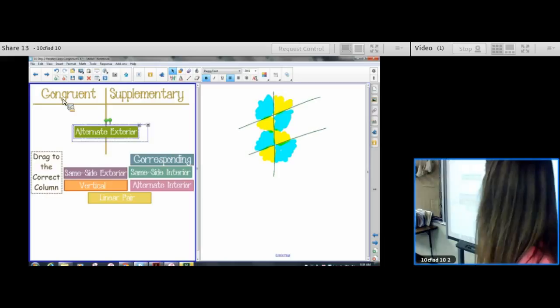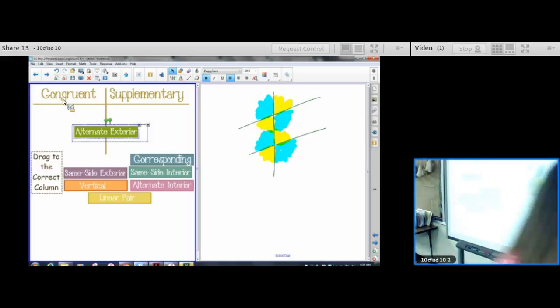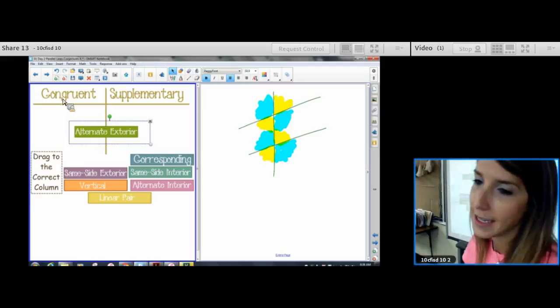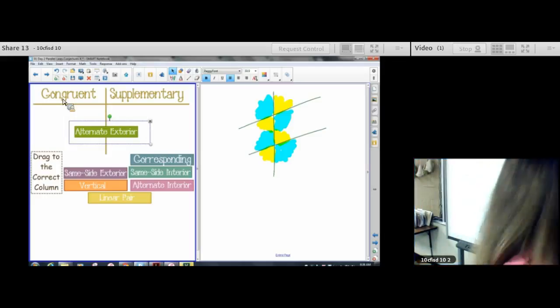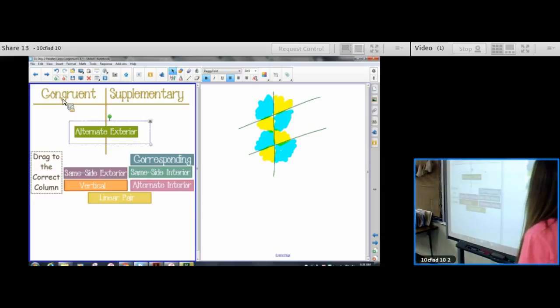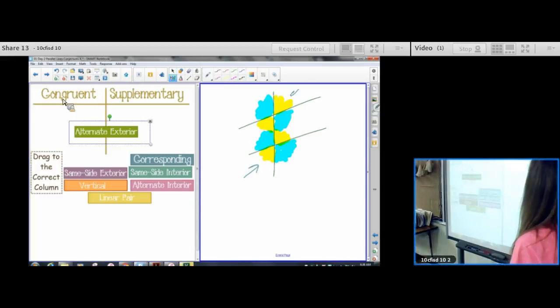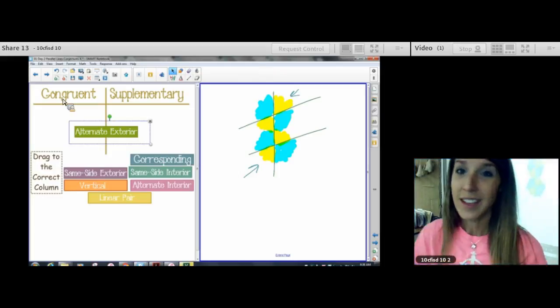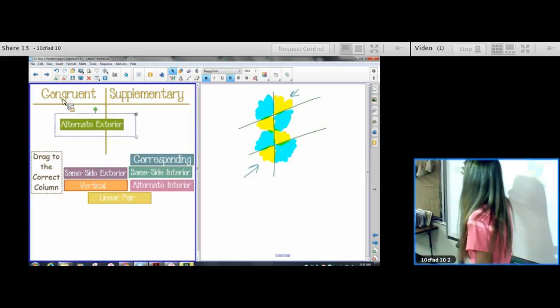So we're going to look at alternate exterior angles. Look at the picture and find a pair of alternate exterior angles. Alternate exterior, yeah, true. So it's here and here, right? Are those the same color or different colors? Same color. They are congruent.